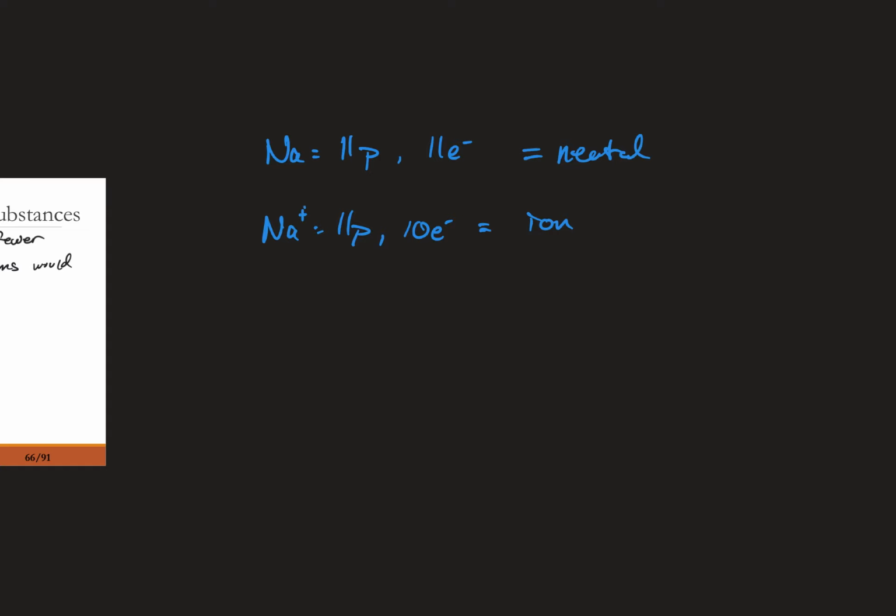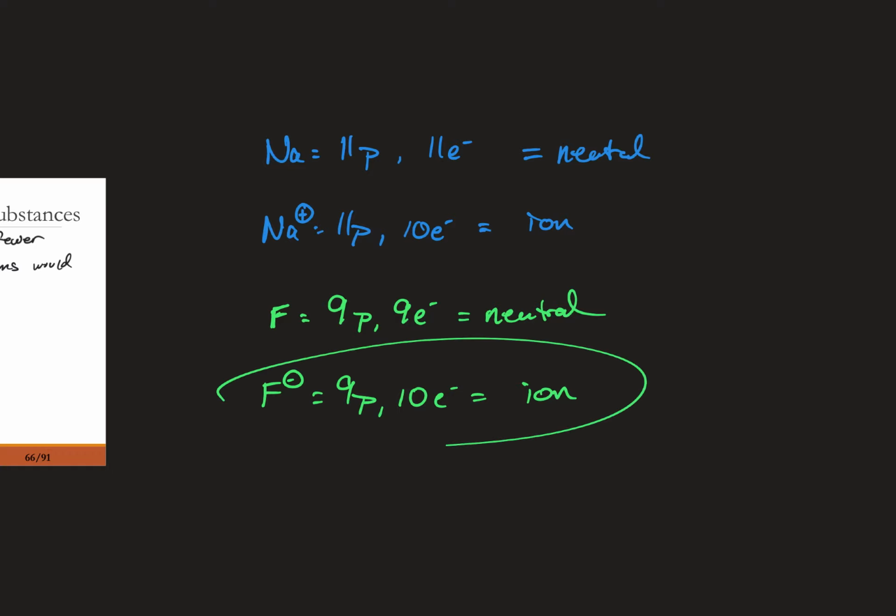And that'll actually make it a sodium plus. If we have a fluorine, the fluorine is going to have 9 protons and 9 electrons, and it would be neutral by itself. But it doesn't really want to do that, actually. It's going to form an F minus with 9 protons and 10 electrons and also be an ion. So you can have more electrons than the neutral atom, or you could have fewer electrons than the neutral atom. Both of those are ions.